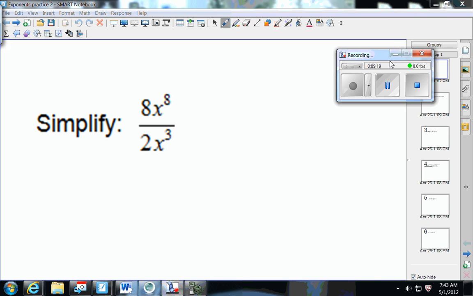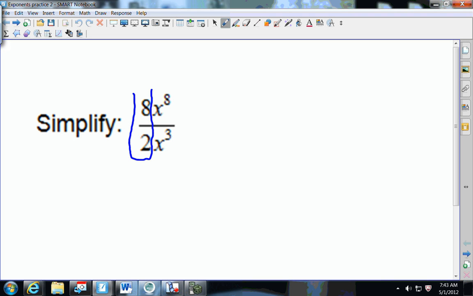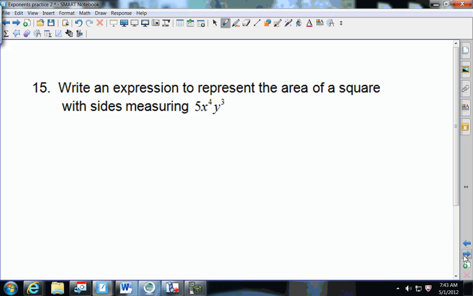Rules of exponents. First thing you are going to do, these coefficients right here, you treat them like normal. 8 divided by 2 is 4. When you're dividing, what do you do with the exponents? You subtract. You take the top number minus the bottom number. 8 minus 3 is 5. So it's 4x to the 5th. That should be your answer. Okay, let's do the next one.